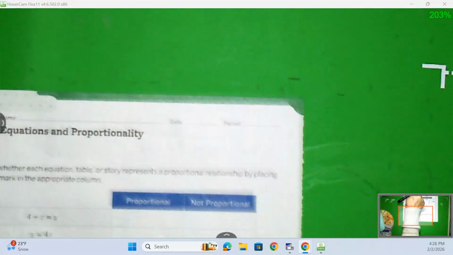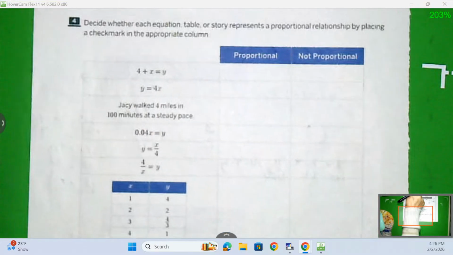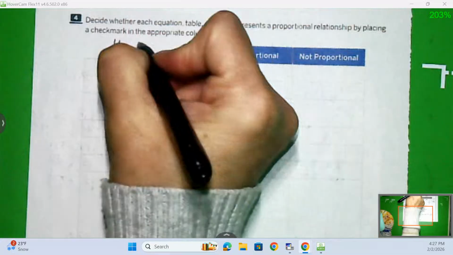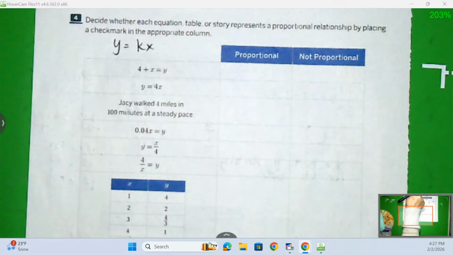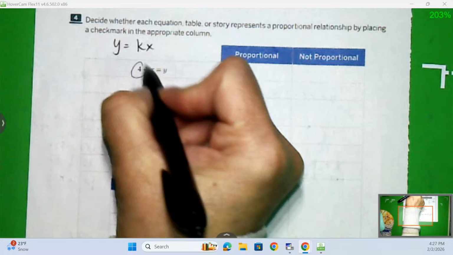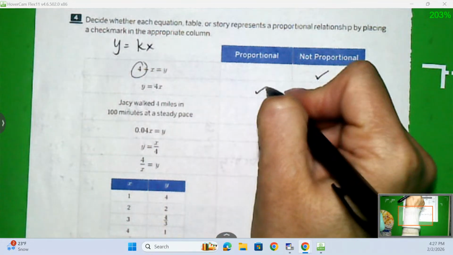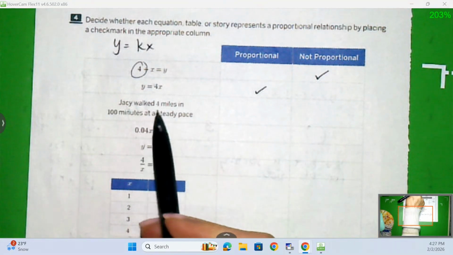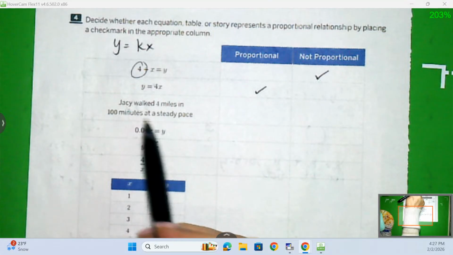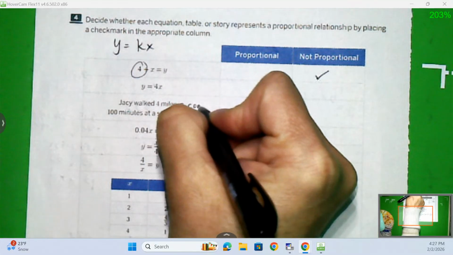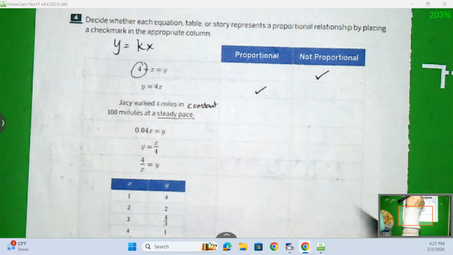Okay, 134. We have a chart here. Again, just by looking at the equation, we're checking to see if it's in the form y equals kx to say if it's proportional or not. First one, we have a plus 4 in there, so it's not a proportion. Y equals kx, that is a proportion. JC walked 4 miles in 100 meters at a steady pace. So a steady pace means constant rate. And because that is a constant rate, we're going to say that that's proportional.